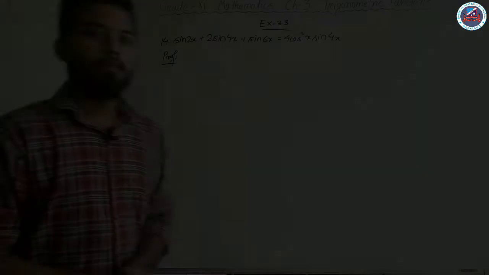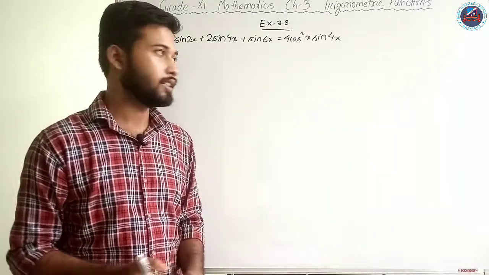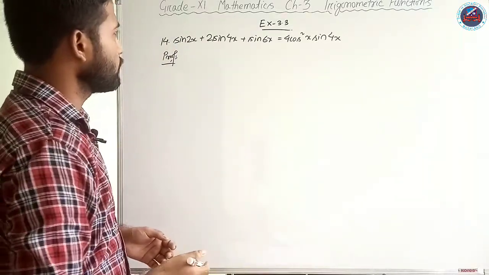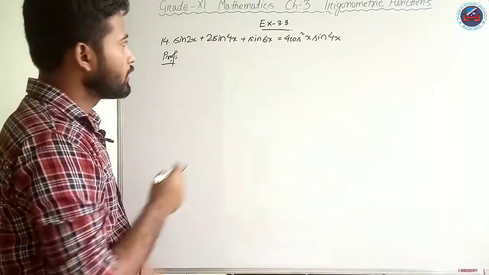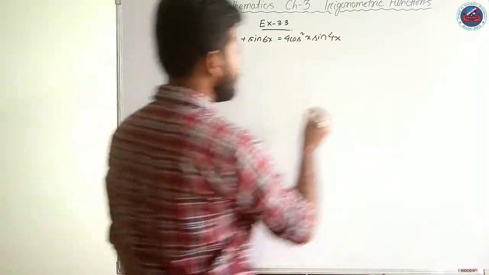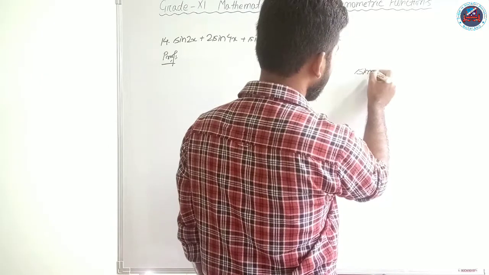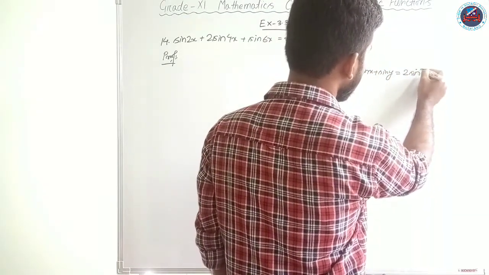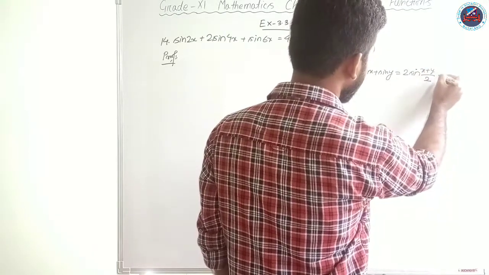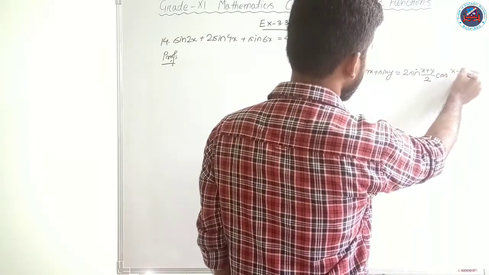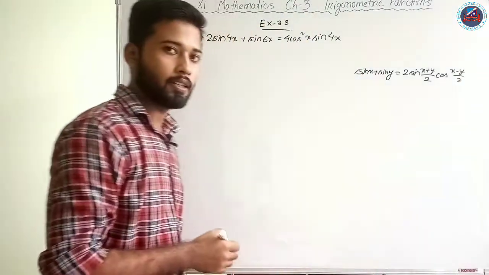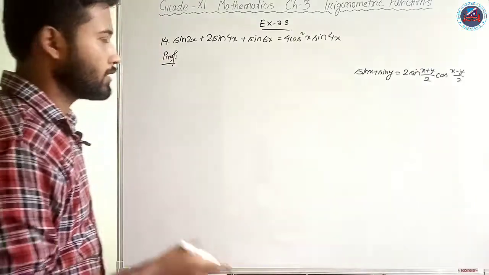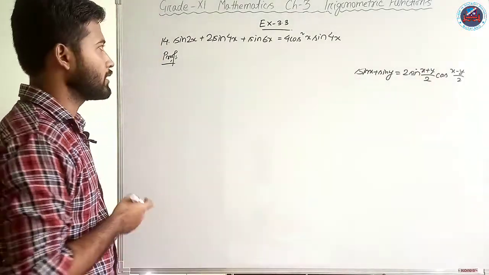It's quite easy. Now let us see question number 14. Here they have said to prove this, that is sine twice x plus 2 sine 4x plus sine 6x is equal to that. Now we have a formula, sine x plus sine y is equal to 2 sine of (x plus y) divided by 2 into cos of (x minus y) divided by 2. So we shall be using this formula here, and we can derive this formula from the given formulas that we have done earlier.